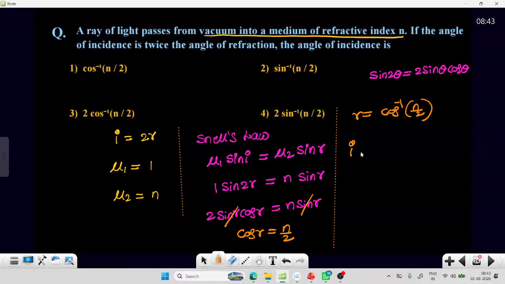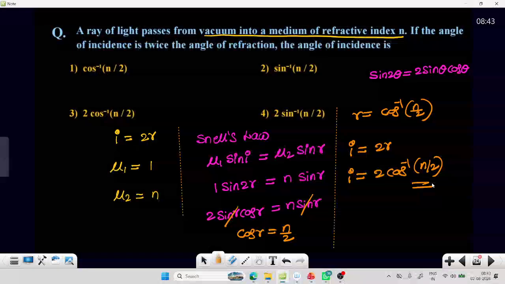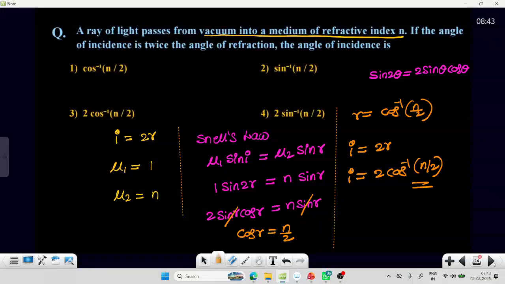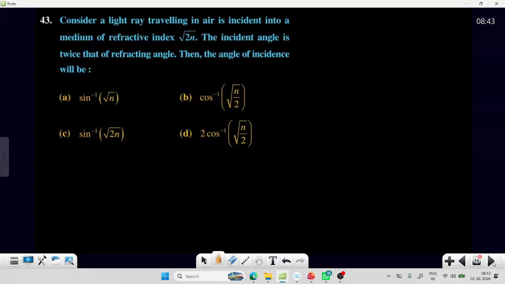We need I. I is equal to 2R. That means I is equal to 2 into cos inverse of n by 2. Right? Next one. Now you can easily do this thing.